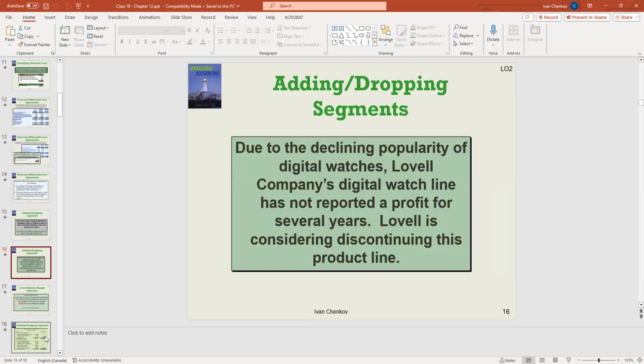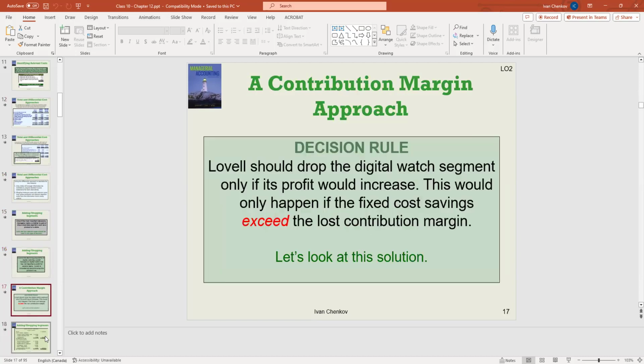Now, the company is considering discontinuing this product line. How can they make a decision? The decision rule is, as long as savings on the fixed cost is higher than loss of the contribution margin, go for it. If that's not the case, no go.